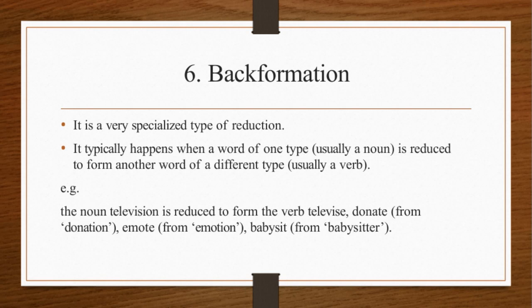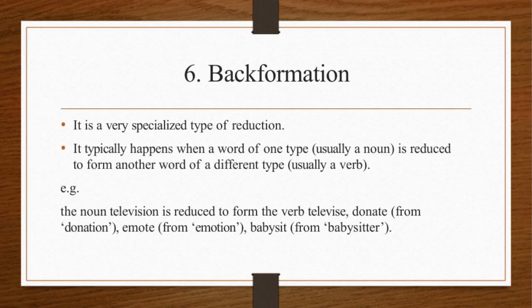It usually happens when a word of one kind, often a noun, gets shortened or changed to form a different kind of word, typically a verb. For example, we take the noun television and reduce it to create the verb televise. Another example is donate, which comes from the noun donation. Similarly, emote is derived from emotion and babysit from babysitter.